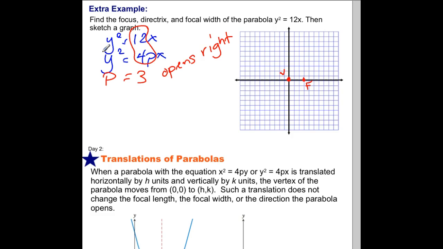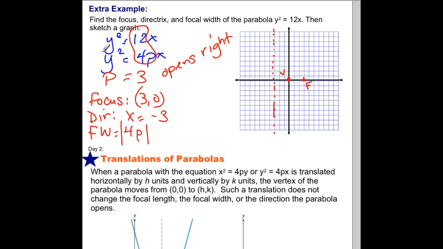Okay. So what are the coordinates of our focus? (3, 0). Okay. Then it asks for the directrix. Well, if the focus is 3 to the right, the directrix is going to be 3 to the left. Okay, so we're going to have a directrix line over here. What would the equation for that directrix be? Good. All right. So we've answered the focus, the directrix, then the focal width. Focal width is the absolute value of 4p. Well, what was 4p in my equation? A 12. Absolute value of 12 is 12.